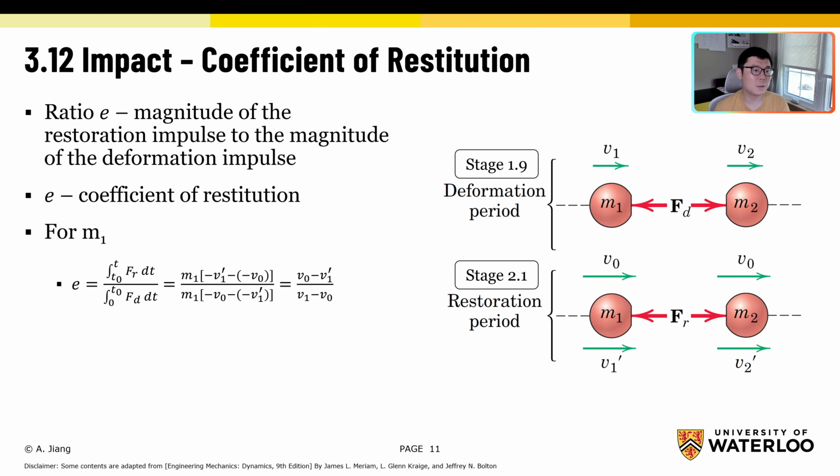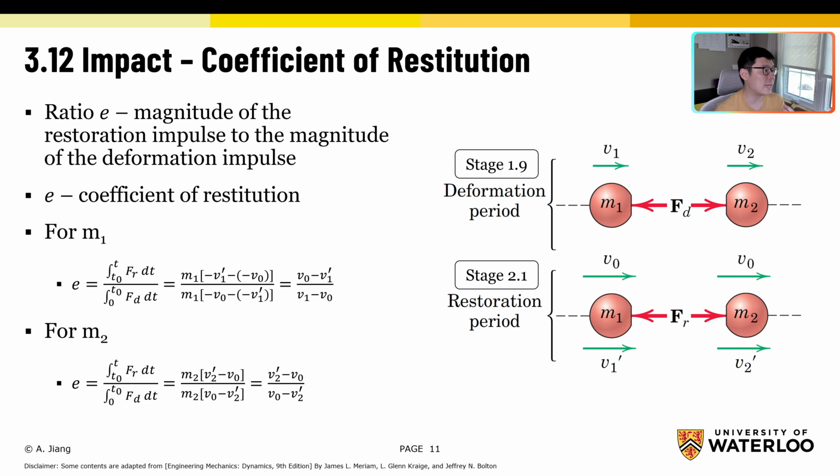For M1, we can calculate E. After some arrangement, it's V0, the maximum deformation moment velocity, minus V1 prime, over V1 minus V0. For M2, we can also calculate E, and we get V2 prime minus V0 over V0 minus V2. And this ratio is the same for the same impact. Therefore, either from M1's perspective or M2's perspective, they are the same.